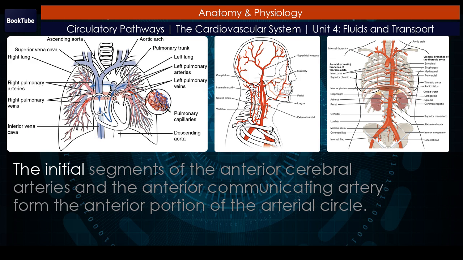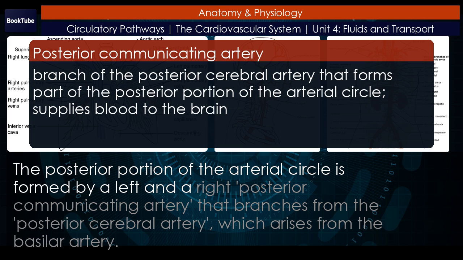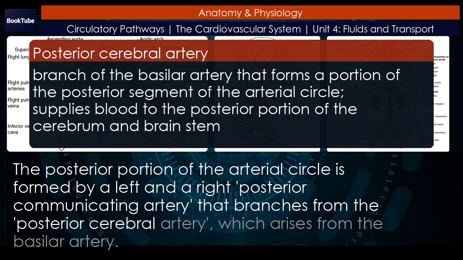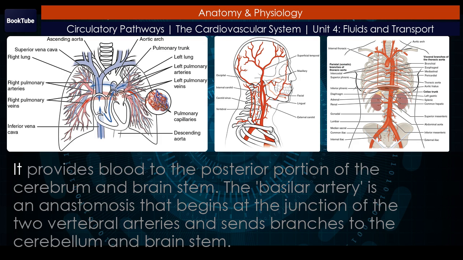The initial segments of the anterior cerebral arteries and the anterior communicating artery form the anterior portion of the arterial circle. The posterior portion of the arterial circle is formed by a left and a right posterior communicating artery that branches from the posterior cerebral artery, which arises from the basilar artery. It provides blood to the posterior portion of the cerebrum and brainstem.